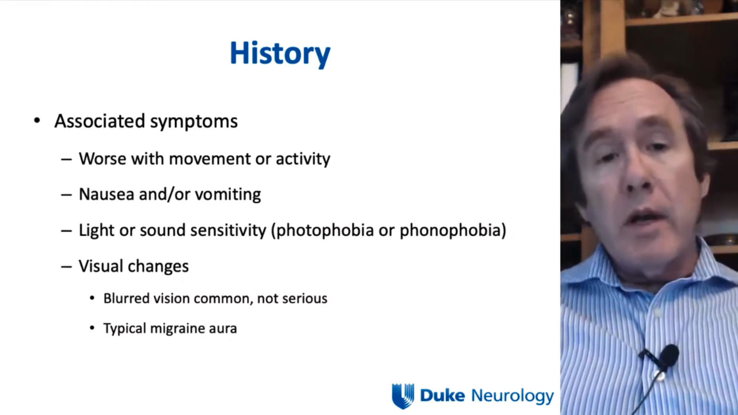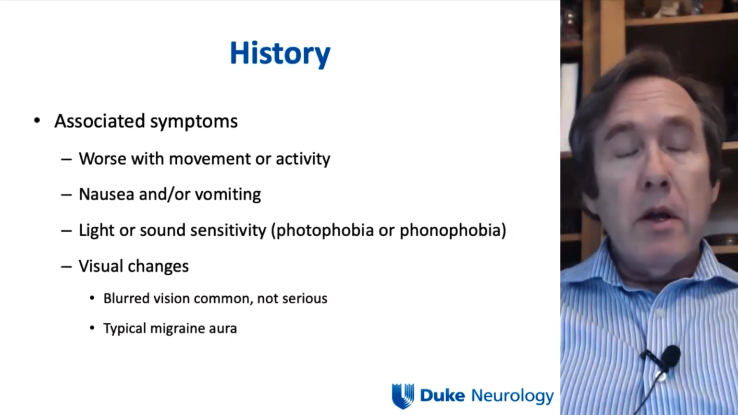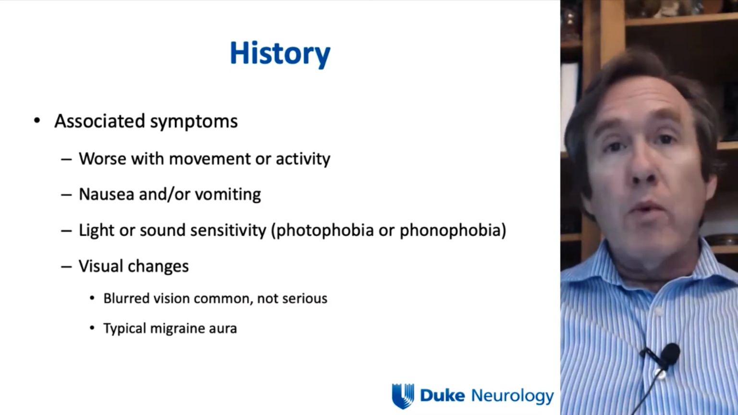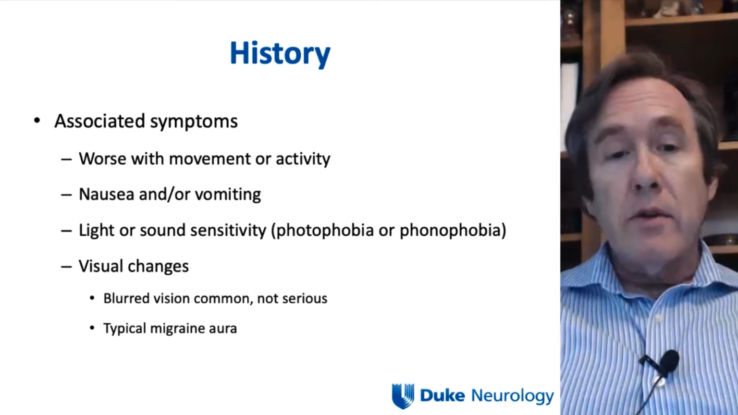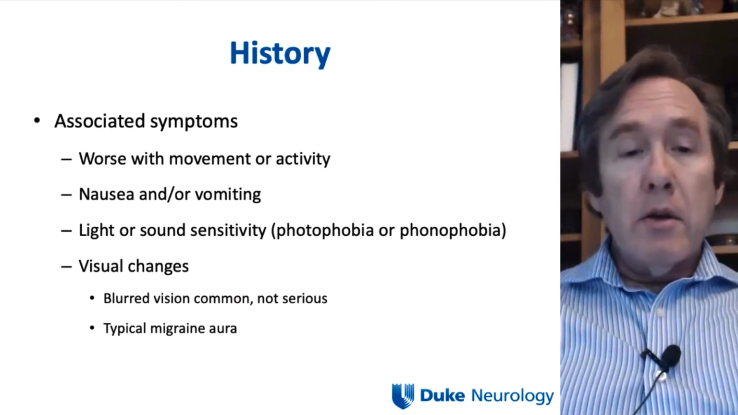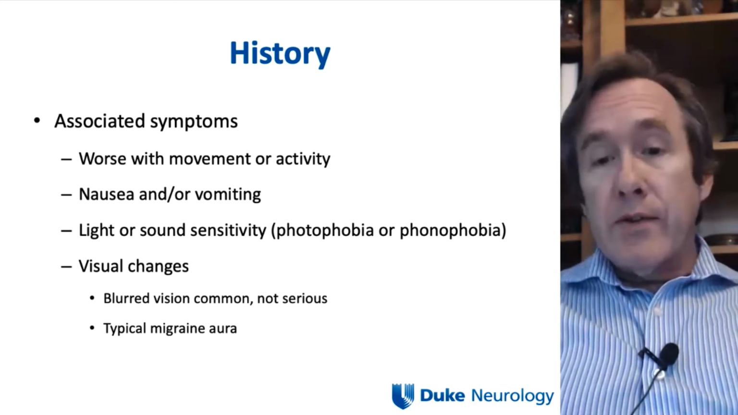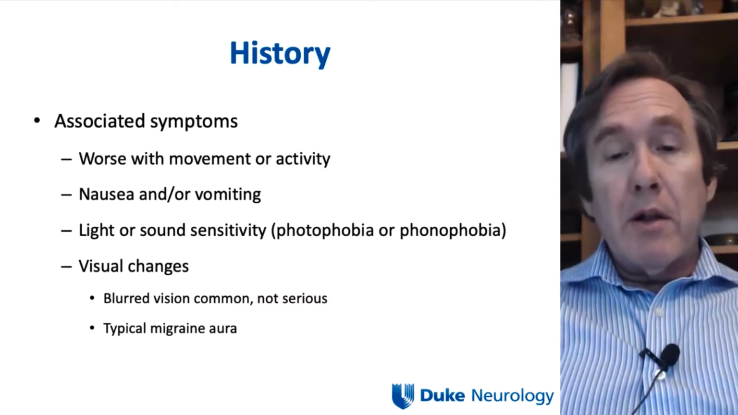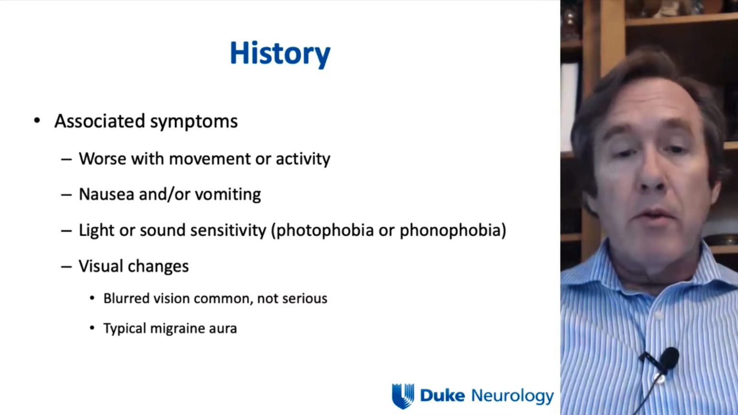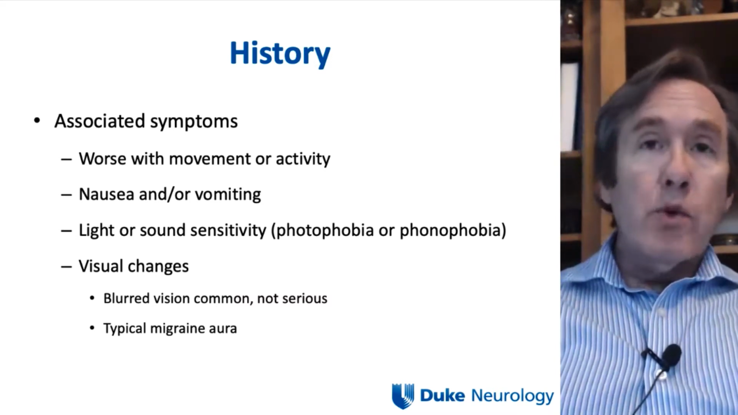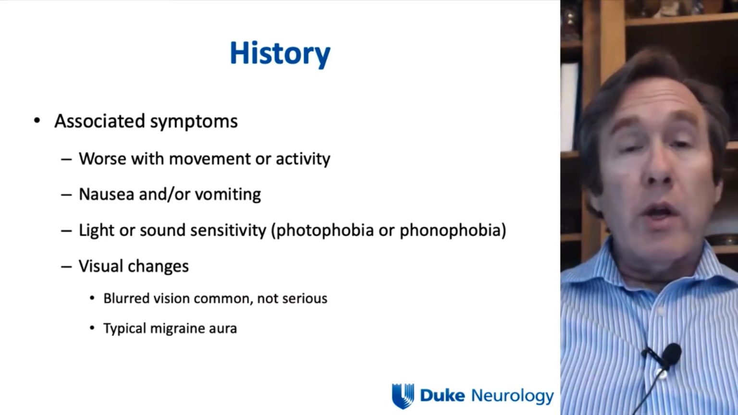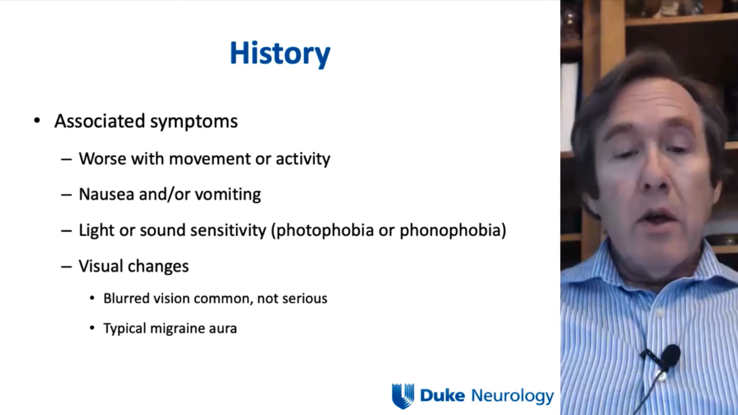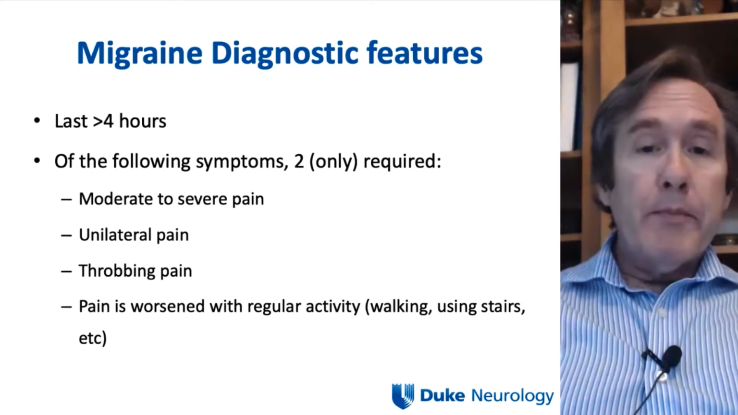We also want to ask about associated symptoms, such as more severe pain or worsening with movement or activity, such as going up and down stairs or exercise, nausea or vomiting, sensitivity to lights and sounds, which medically are often described as photophobia or phonophobia, and any visual changes that patients may have, like blurred vision, which is fairly common but not particularly serious, or a typical migraine aura.